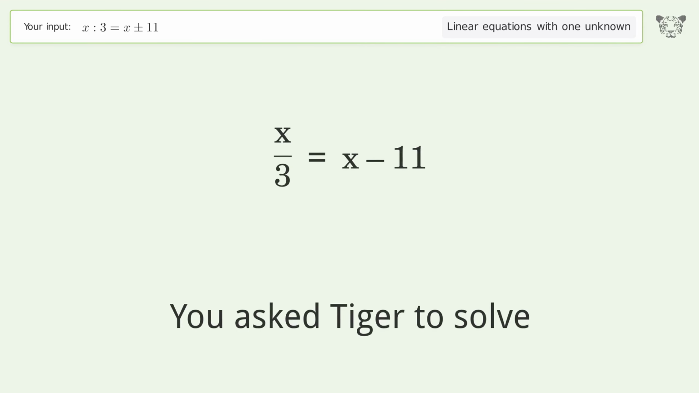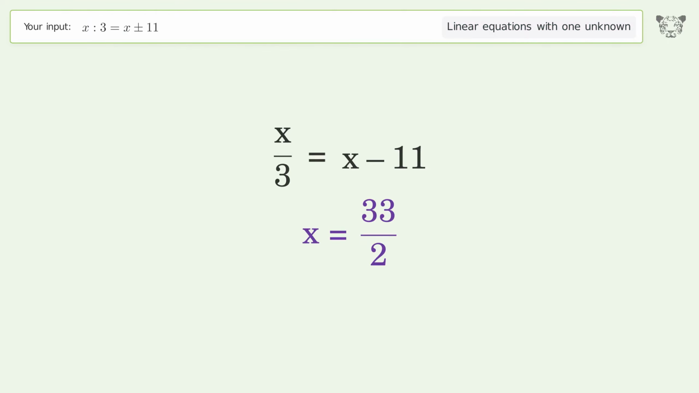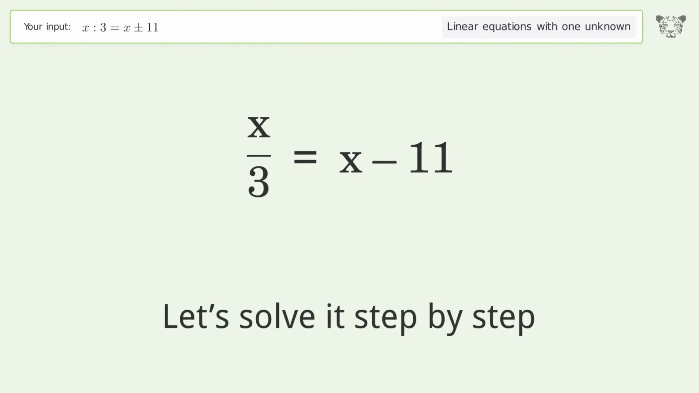You ask Tiger to solve this. It deals with linear equations with one unknown. The final result is x equals 33/2. Let's solve it step by step.